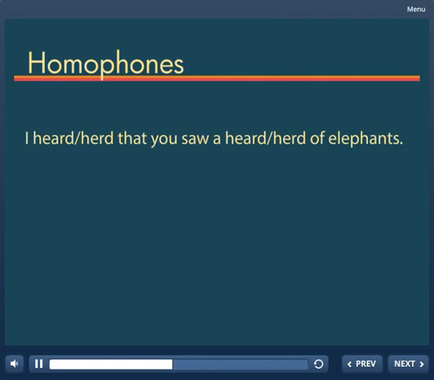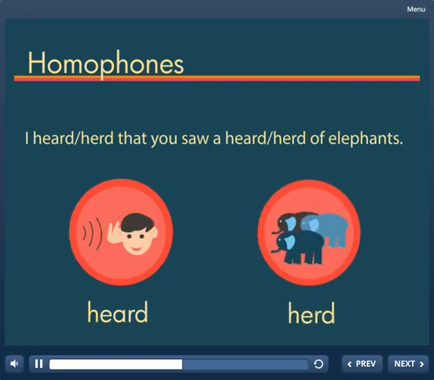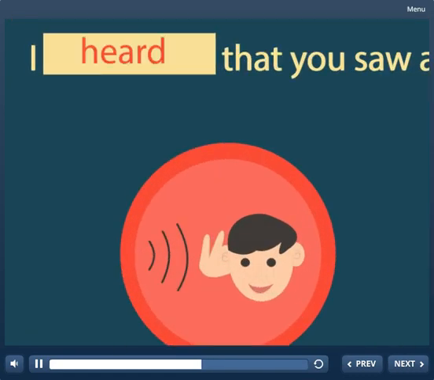Herd is a homophone. We could mean heard as in the past tense of hear, or herd as in a group of animals. Let's try to figure out which meaning is being used in which part of the sentence. I heard. Over here, the verb heard fits correctly. The collective noun herd makes no sense at all.